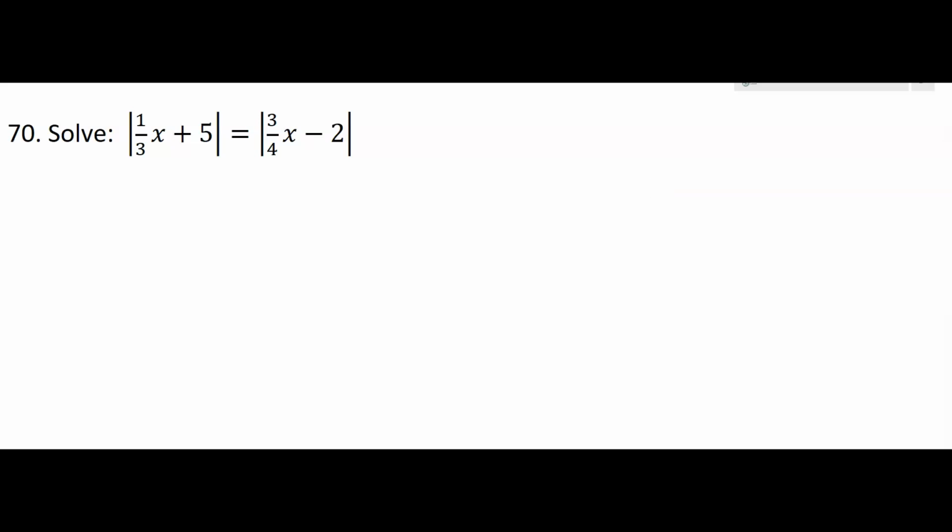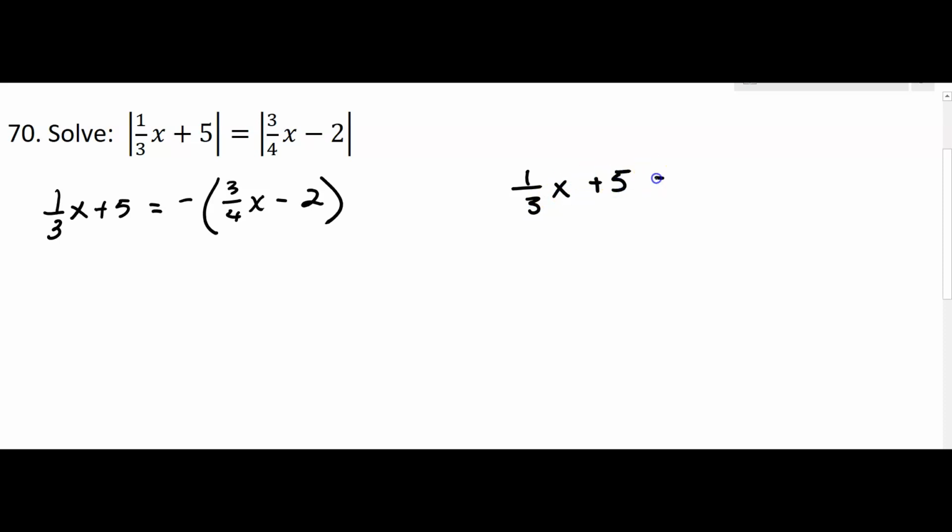And the way I do these problems is I take the one on the left, take it out of the absolute value, and then make that equal to the opposite of the one on the right. And then I take the one on the left and just keep it the one on the right.